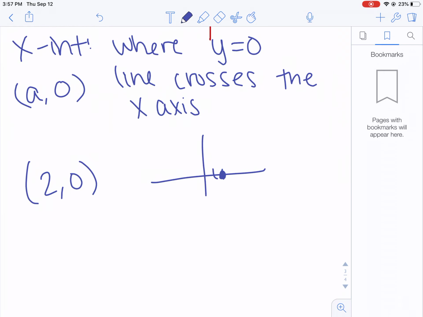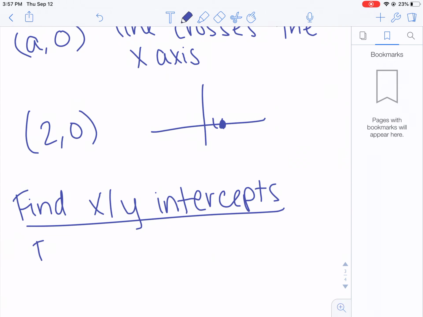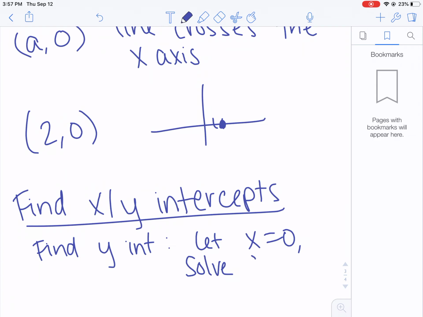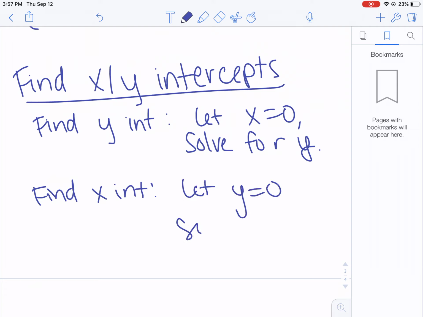So if I want to find x and y intercepts, to find the y-intercept, you're going to let x equal 0. Because remember, for the y-intercept, x is 0. So you're going to let x equal 0, and then you're going to solve for y. And then to find the x-intercept, you're going to let y equal 0. And then you're going to solve for x.